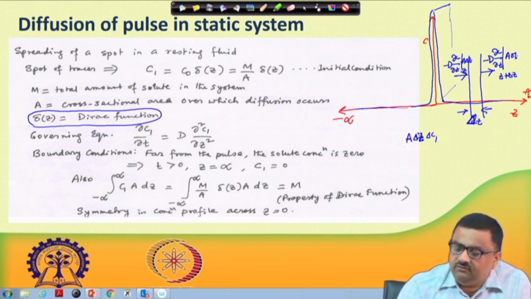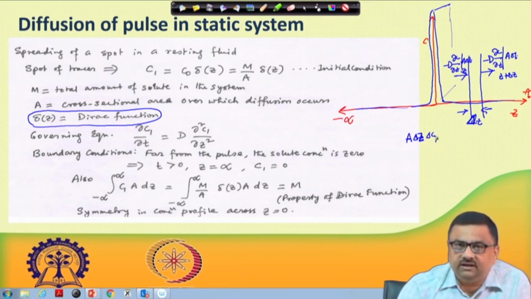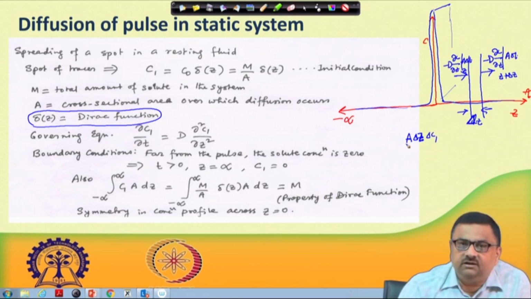If we look at the units, area is meter square, delta z is in meter. So, this gives me meter cube, and delta C1 would be kg per meter cube. So, meter cube and meter cube will cancel out, and you have kg. If you do not want to work with kg, you can work with moles, so moles per meter cube. The meter cube and meter cube will cancel out, so this would be the number of moles that is accumulated.